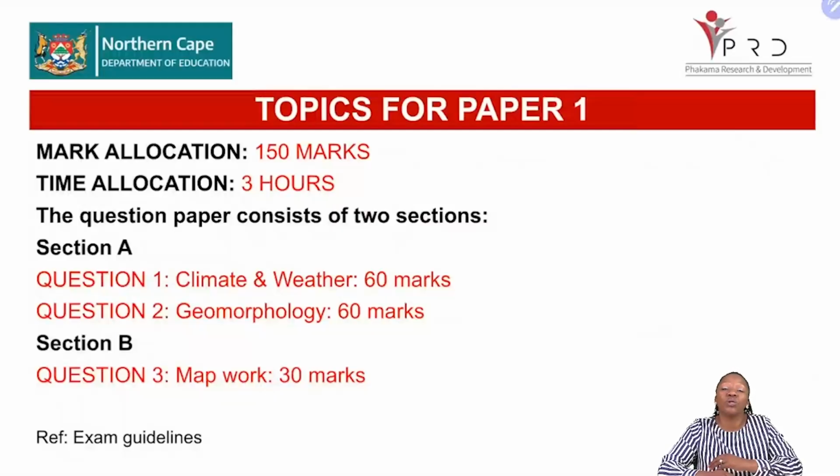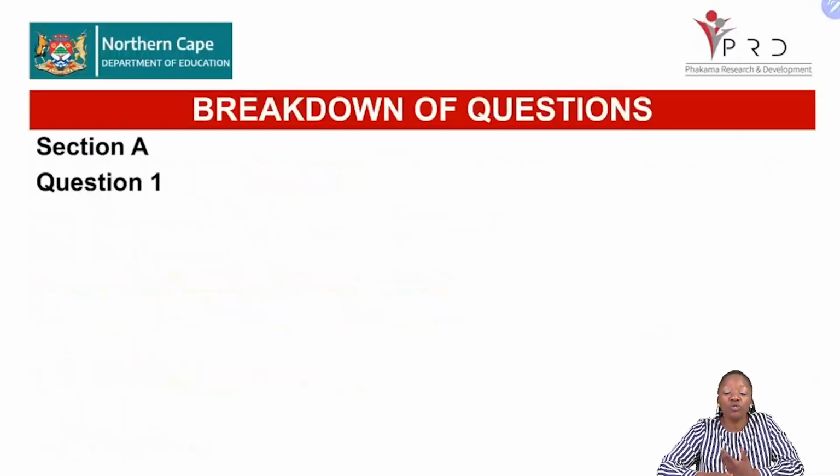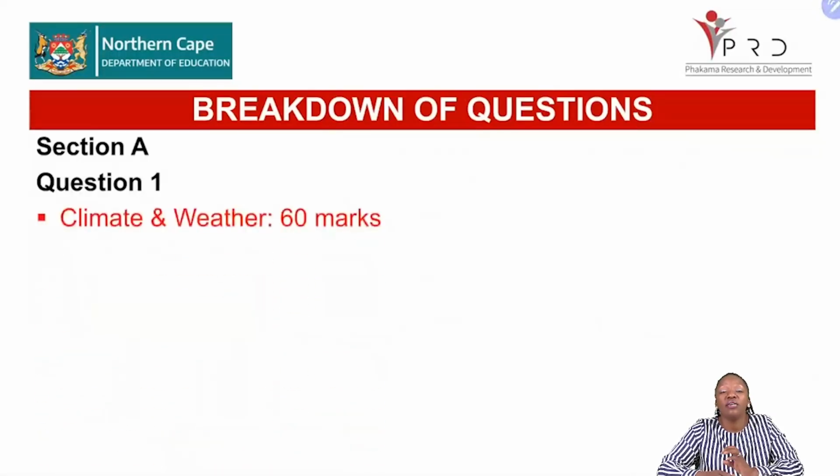So your question 1, you should expect questions from your climate and weather questions. And your question 2, you should expect questions from your geomorphology. And your question 3, you should expect questions from your map work. So to further break down the questions, in your section A, you will have your question 1 as well as your question 2. Under your question 1, there will be climate and weather questions. So the examiner can pick any questions from your mid-latitude cyclone, your tropical cyclone, your subtropical anticyclone, as well as your valley climate. Your questions will come as figures.